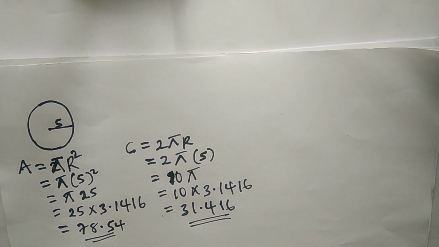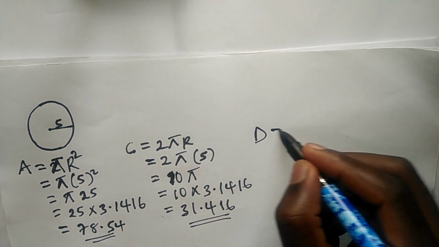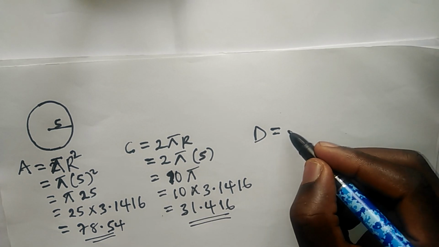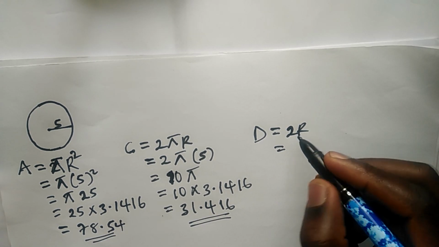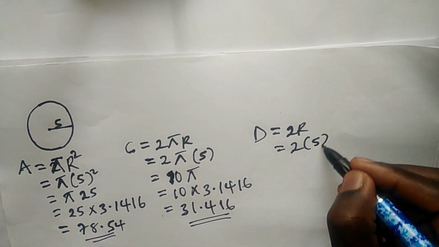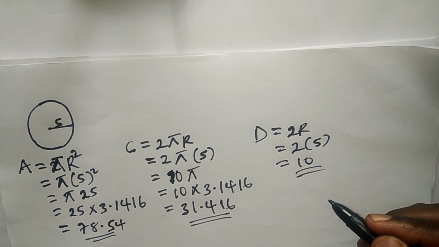Now, what about the diameter of the circle? The diameter of the circle, we know diameter D is equal to 2r. Therefore, we have diameter D equals 2 multiplied by 5, which is equal to 10.